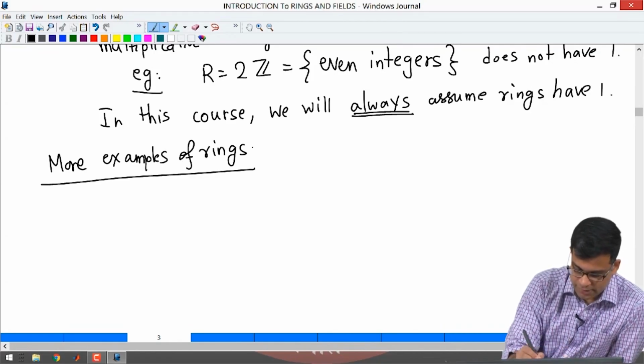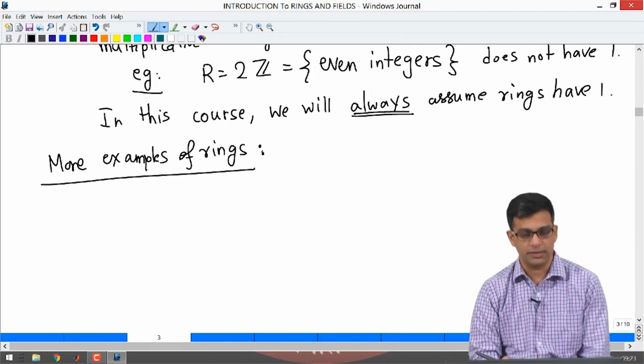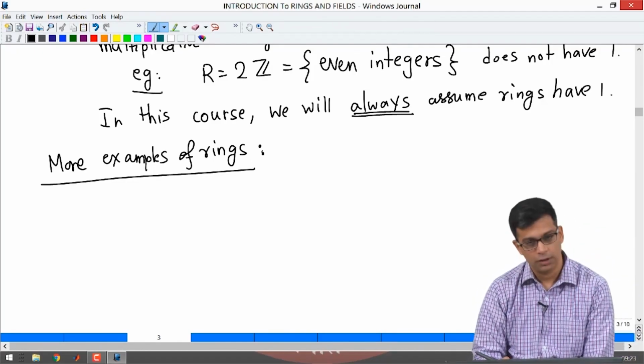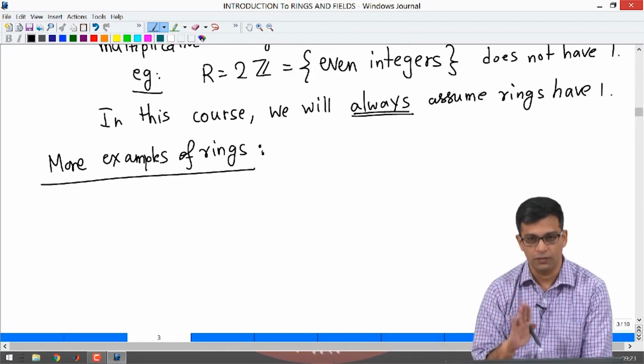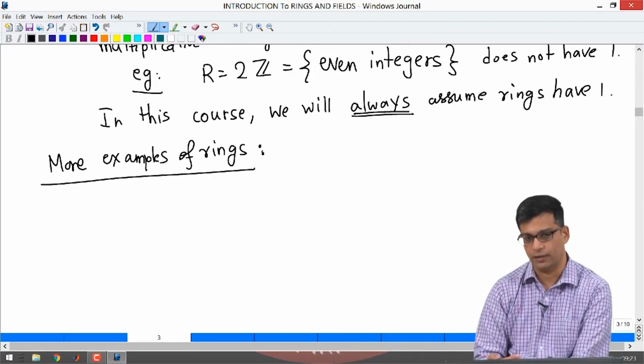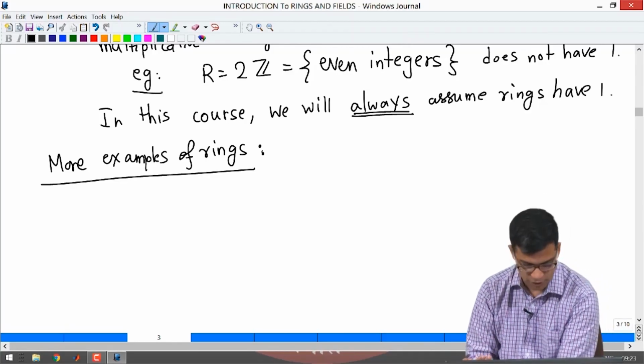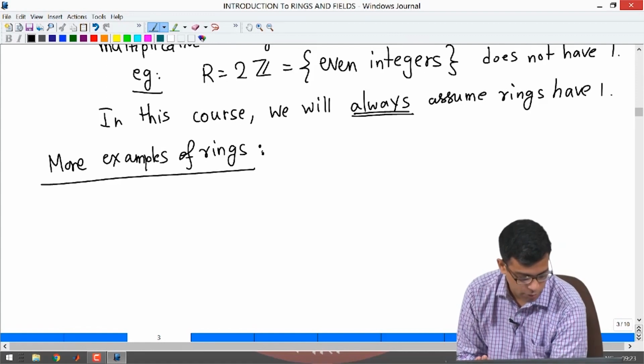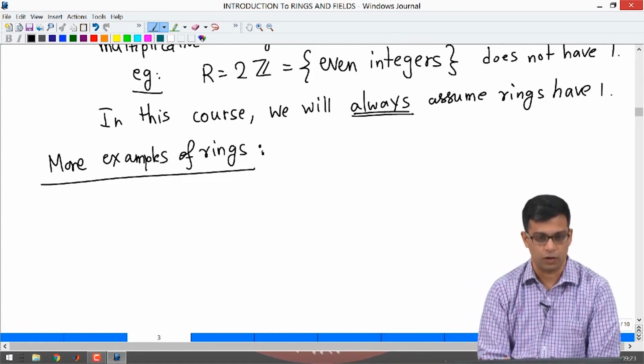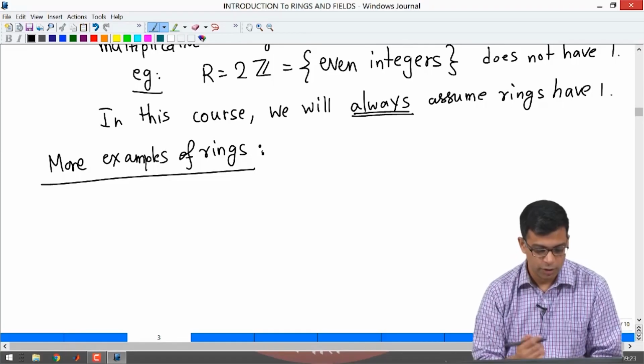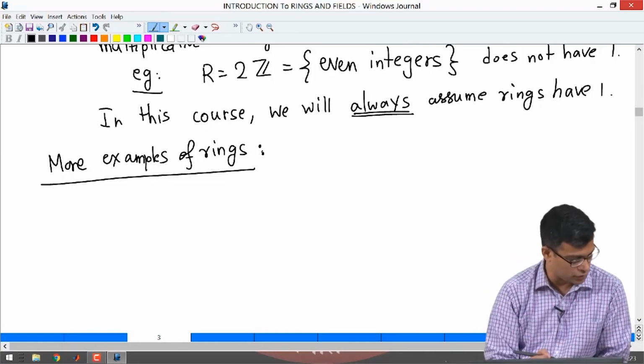So we looked at various examples of rings in the last video, which are all subsets of complex numbers. So they are in fact subrings of complex numbers. What I want to do now is give you examples of rings that are not inside C, so that you see that there are lots of examples of rings.